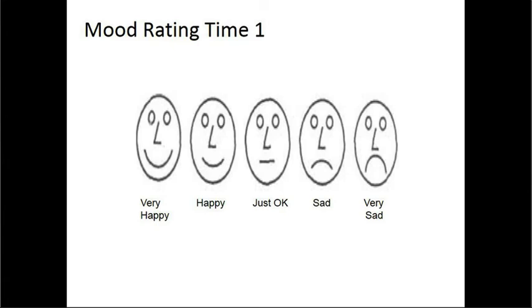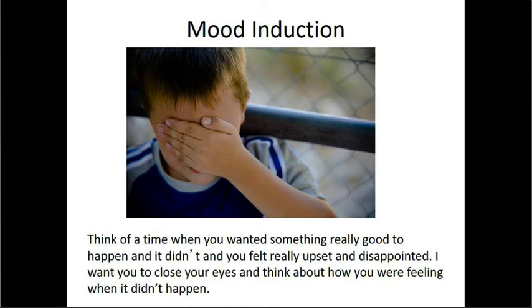So in our studies, we present children first with these 5 faces, and we ask them to rate how they're feeling from very happy to very sad. So that gives us a baseline mood measure. And then we have a sad mood induction. So the experimenter says to the child, think of a time when you wanted something really good to happen to you and it didn't, and you felt really upset and disappointed. I want you to close your eyes and think about how you're feeling when it didn't happen.